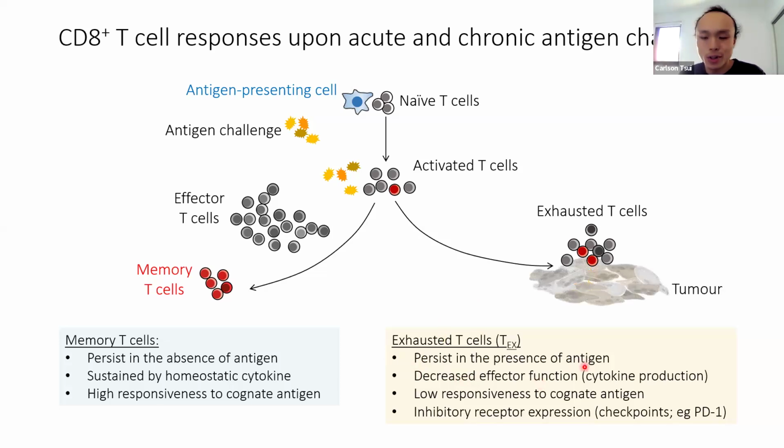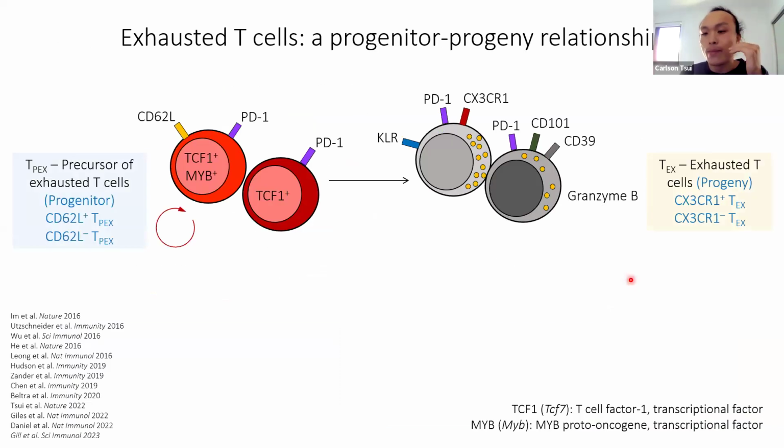Exhausted T cells are also commonly found in many cancers. And one of the key efforts in the field of immunotherapy is basically to target exhausted T cells by blocking these inhibitory receptors to restore their function. Just to introduce the pool of exhausted T cells.